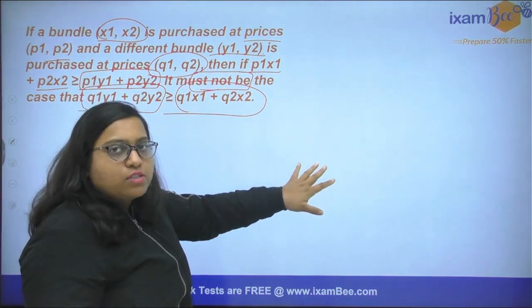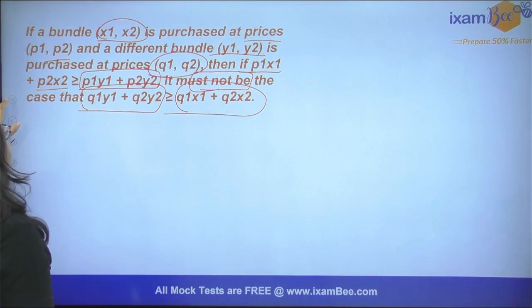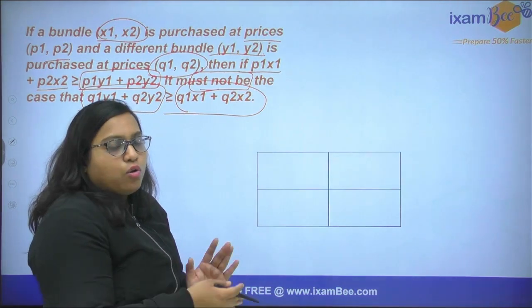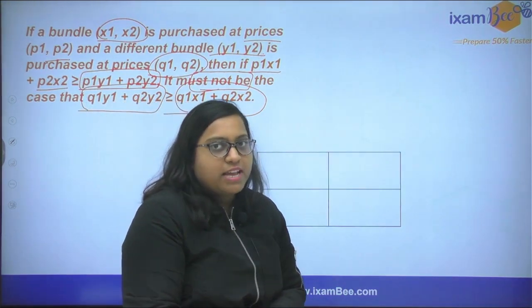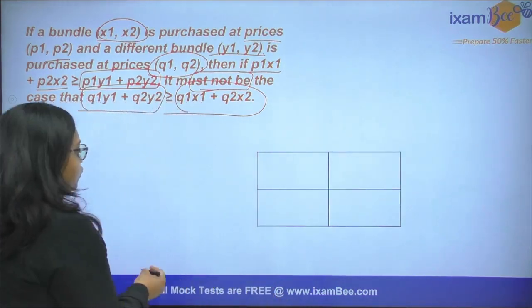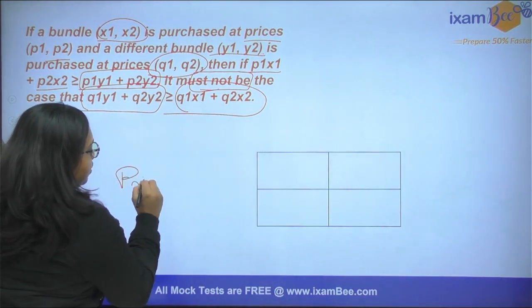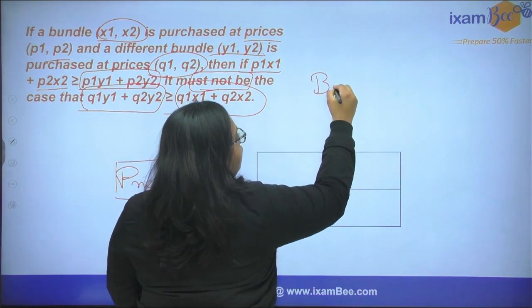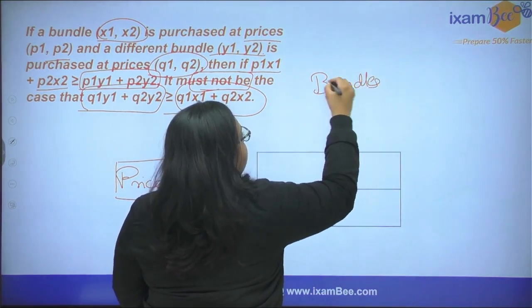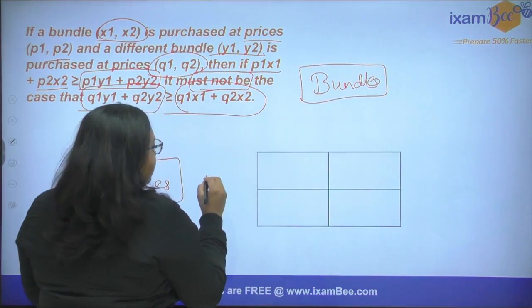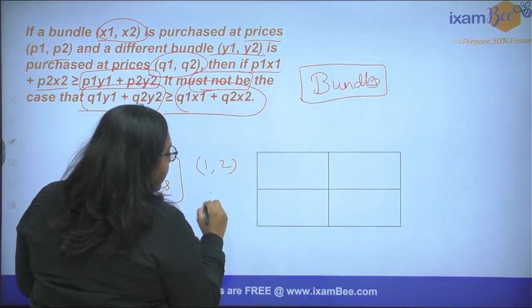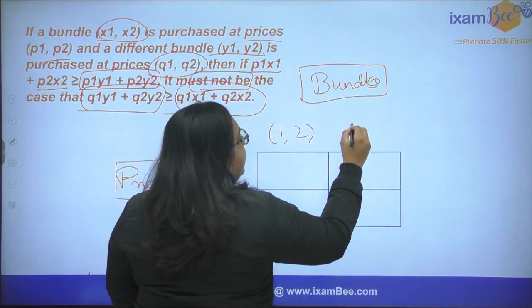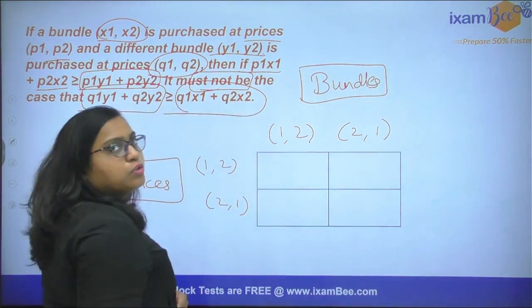So let's solve this question, and then we'll understand it better. Here I'm going to write the expenditures made on the two bundles under different price combinations, and we will compare the expenditures. It's better to write the prices here, the two price combinations, and the two combinations of bundles I'll be writing here. The price combinations were 1, 2 and 2, 1 in our question, and the bundles were again 1, 2 and 2, 1 in the question.